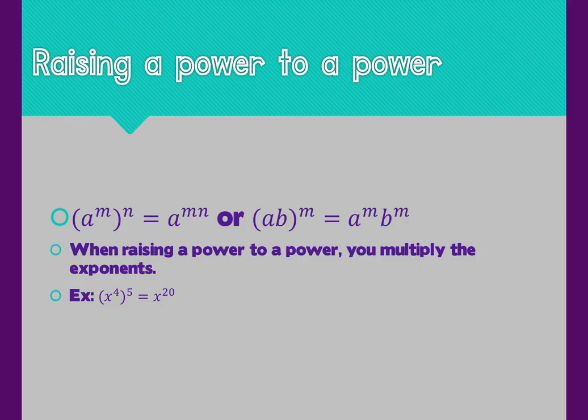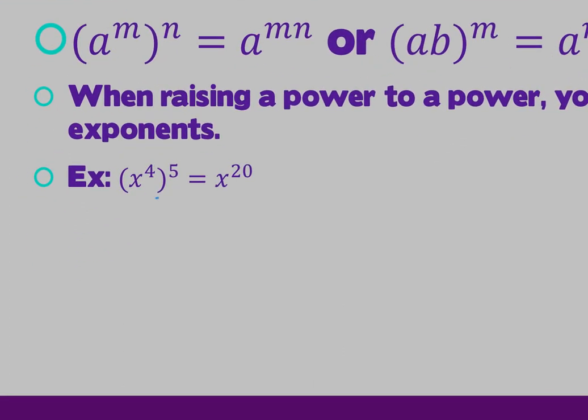All right, so on that note, now we're raising a power. So we've added or combined like terms, we've multiplied with exponents, and now we're going to raise a power. So we're raising a power to a power. When you raise a power to a power, you multiply. So if I had something like x to the fourth, raised to the fifth, we multiply the exponents, and I'd get x to the 20.